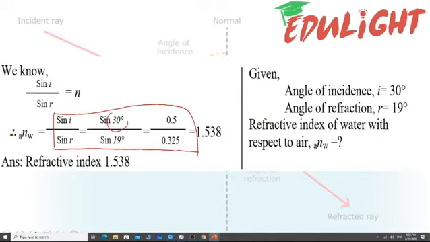They placed the angle of incidence and angle of refraction values, and after some simple algebraic operations, or through your calculator, you will get the value of sin 19, and you know sin 30 degrees is half, 0.5. So it will be equal to 1.538, something. So this is the required refractive index of water with respect to air.